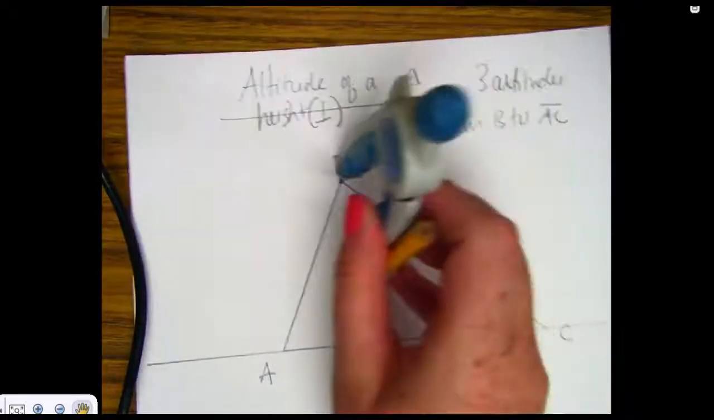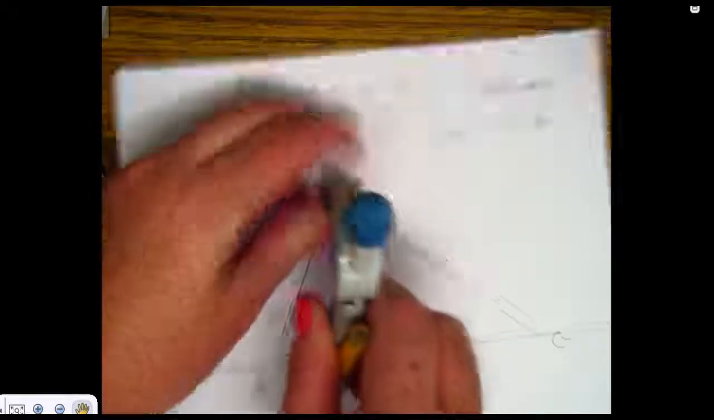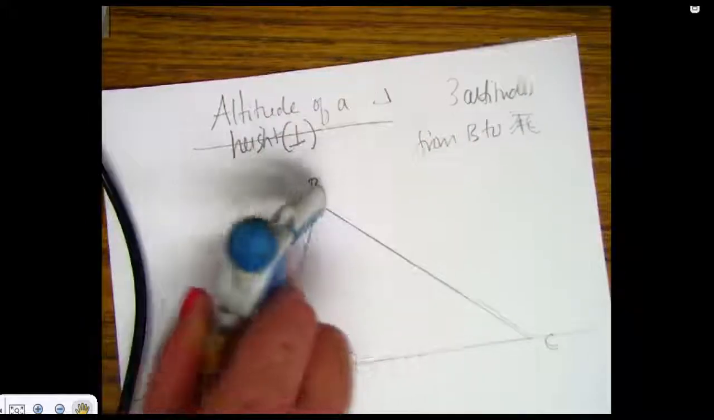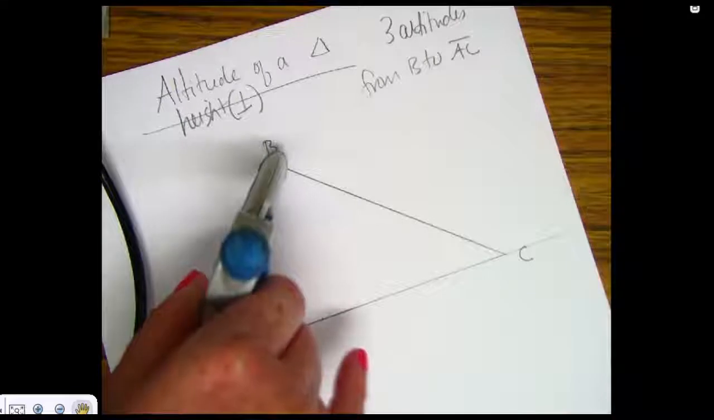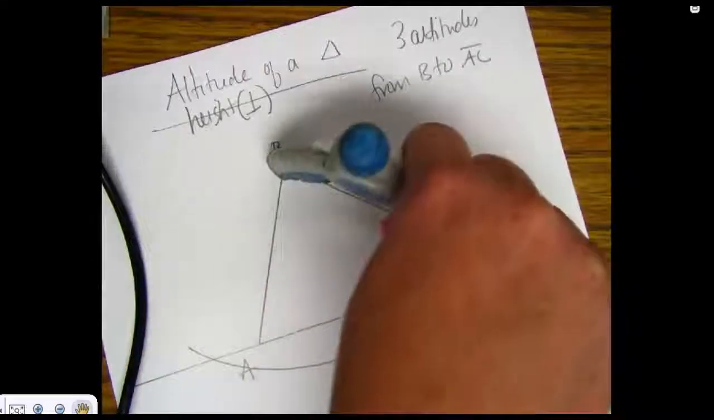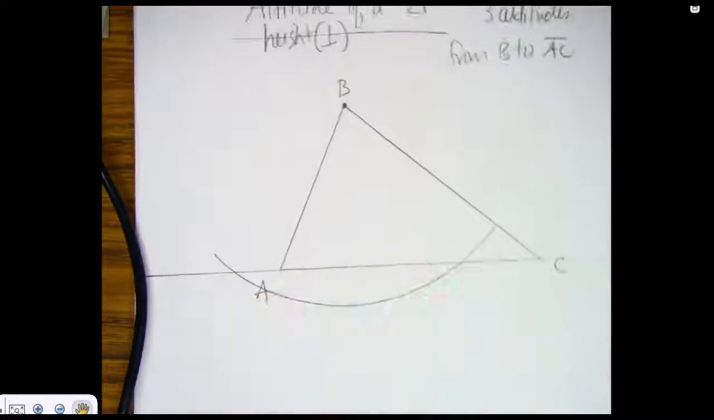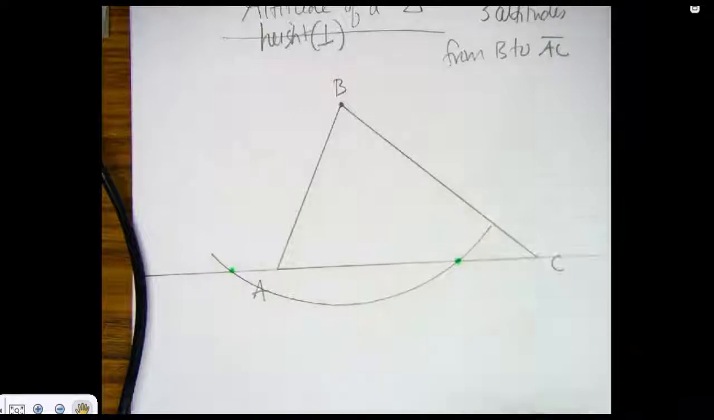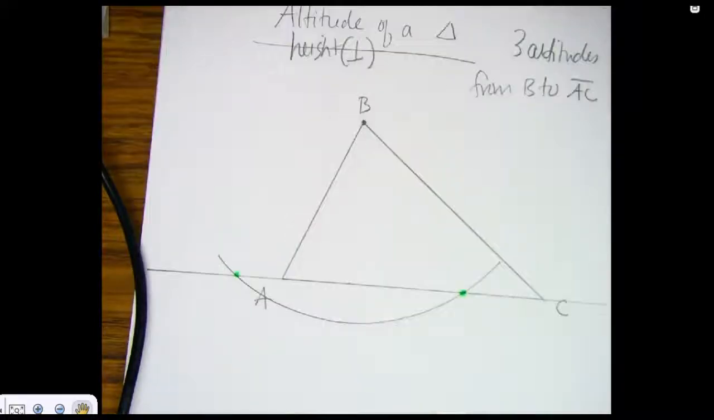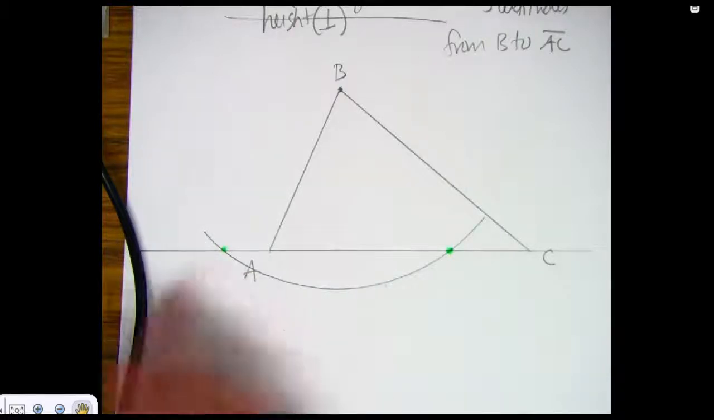I'm going to put my compass point on B, and what I want to do is draw an arc that goes under AC and touches AC twice to kind of section it off. So I'm just going to draw an arc like this. Okay. What this arc did was it created a segment that I can now create a perpendicular line for. So I'm going to use this segment.